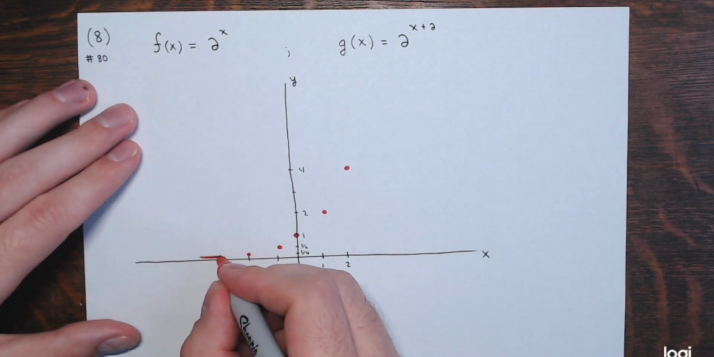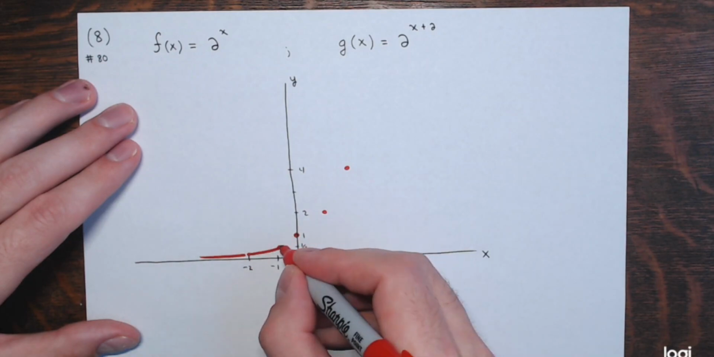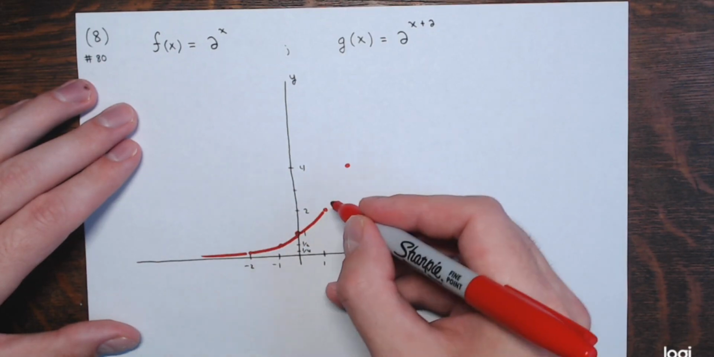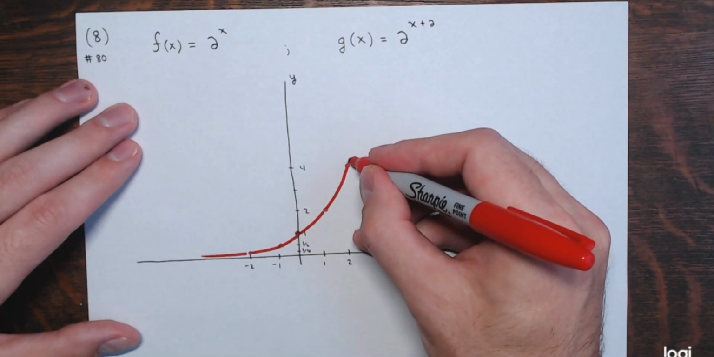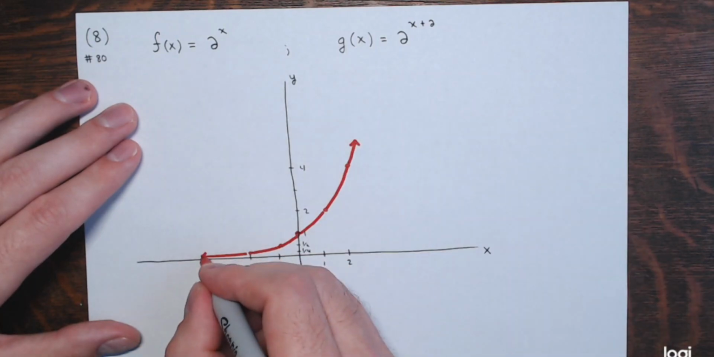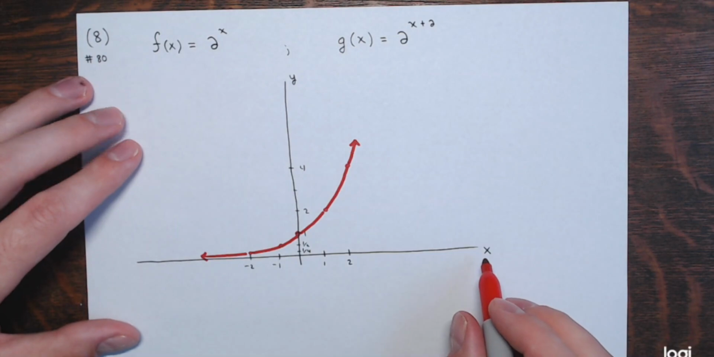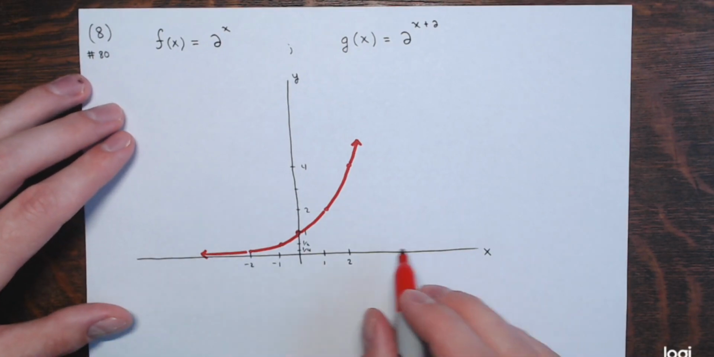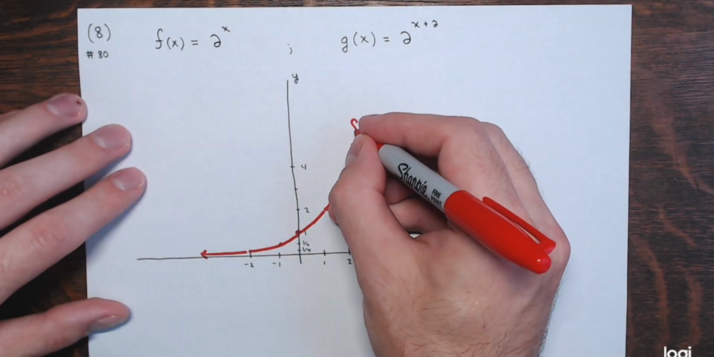Right? Once again, an increasing function, always going up as I go left to right. The horizontal asymptote is the x-axis. Yet again, the domain's all real numbers. The range is all positive numbers. Right? So there's f.